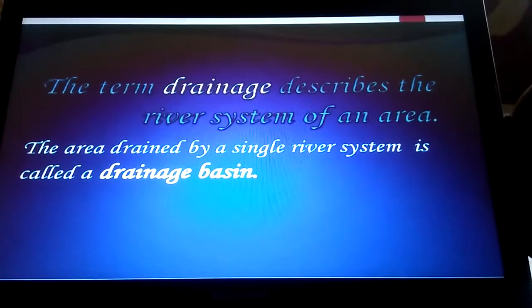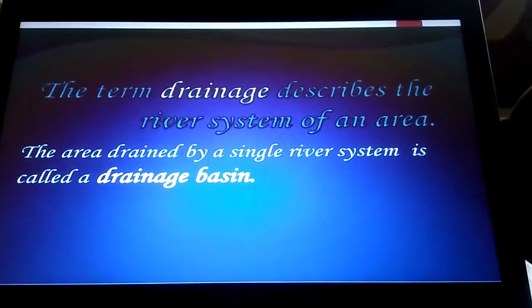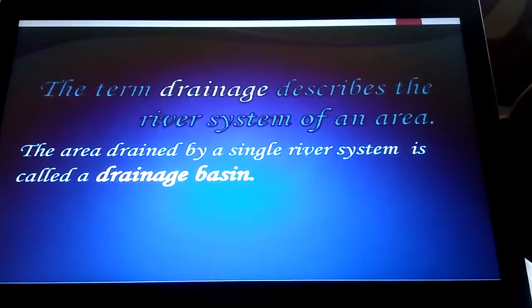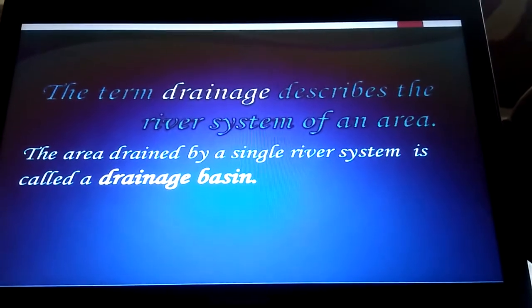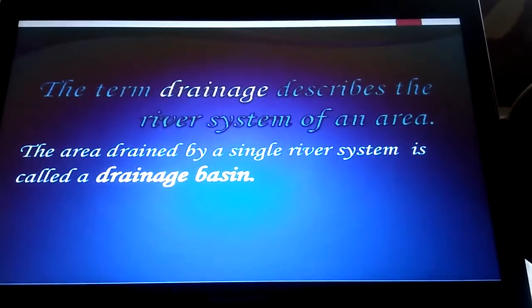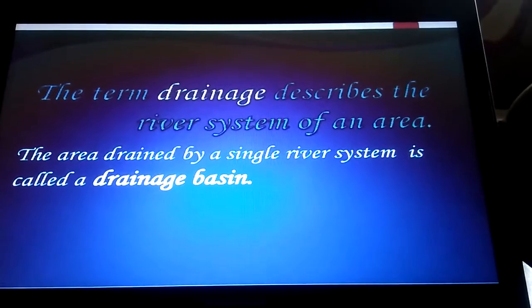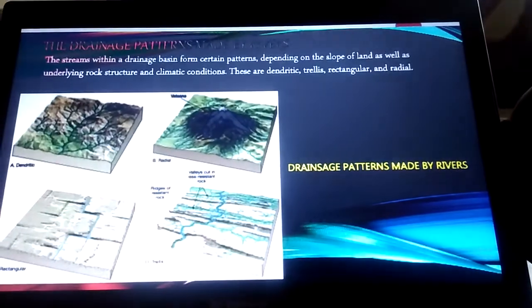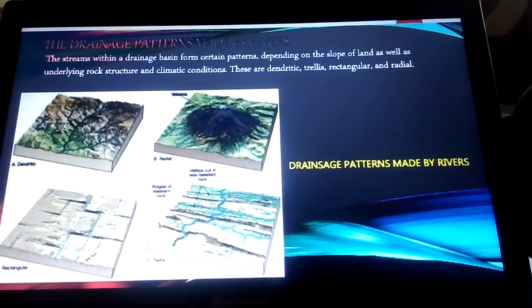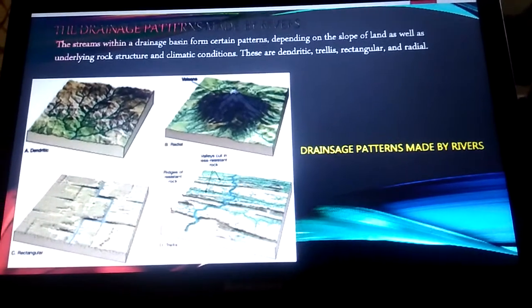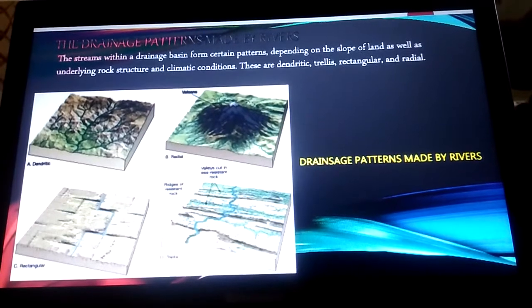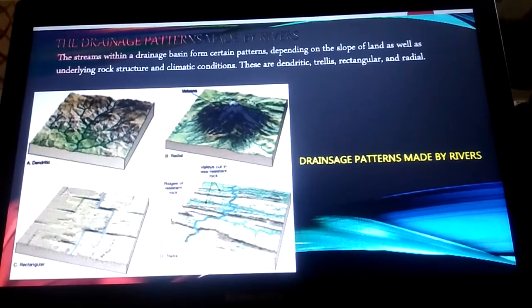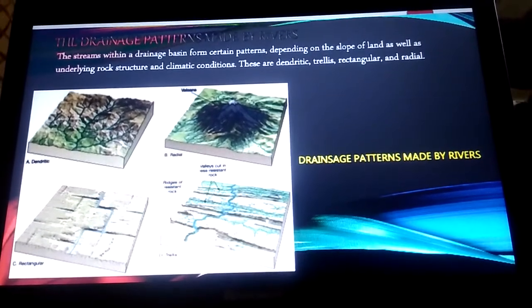Now, the area drained by a single river system is called a drainage basin. The area which is drained by the Indus and its tributaries we call the drainage basin of the Indus river system. Now, the drainage pattern made by a river depends upon the slope of the land, the rock structure and the climatic structure. Different rivers make different patterns.